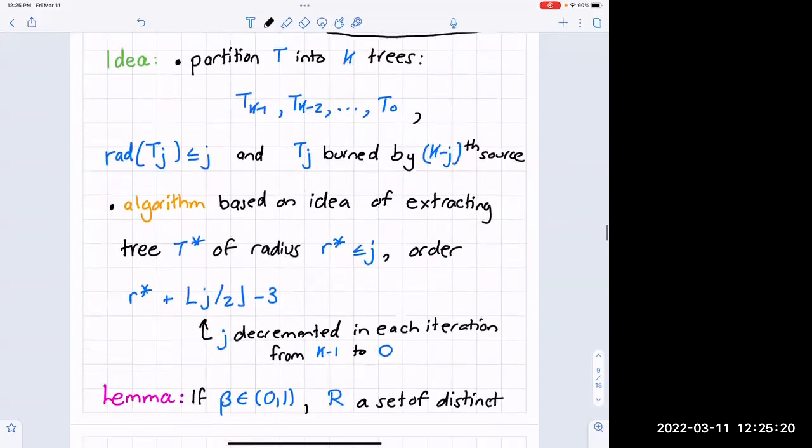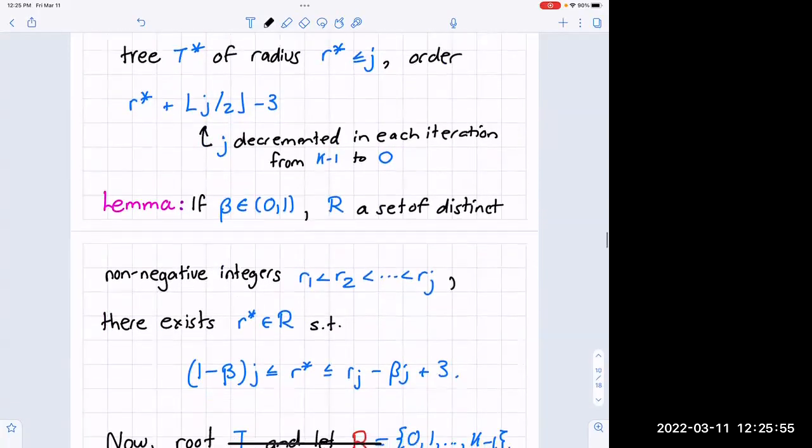So this idea, this algorithm, you keep extracting these trees. The radius is not too large, R star, which is the radius at most J. And the order of your graph, you're going to choose to be R star plus the floor of J over 2 minus 3. And this is chosen so J is decremented, going down from K minus 1 to 0. Okay, so this is the overarching scheme, the goal. We have our tree and we want to partition it into these subtrees with very specific radius and specific order.